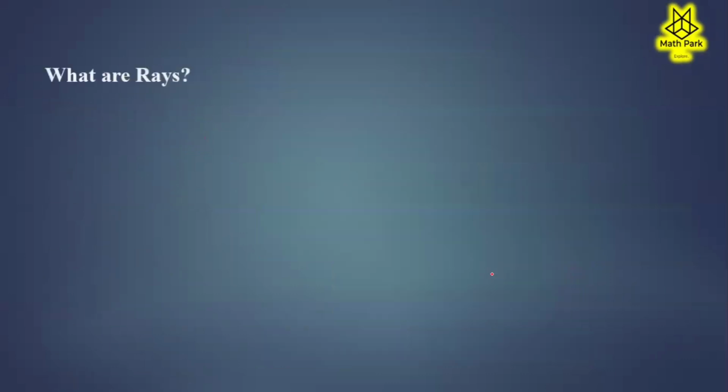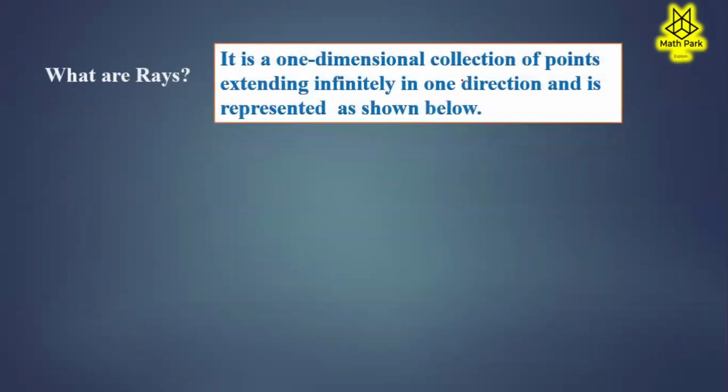So what are rays? It is a one-dimensional collection of points extending infinitely in one direction, and it is represented here. Let us say ray AB. It has a starting point, and we always say ray AB. We never say BA. From the starting point, we name it. And again, a ray does not have a definite length. The arrow says it extends endlessly in one direction.